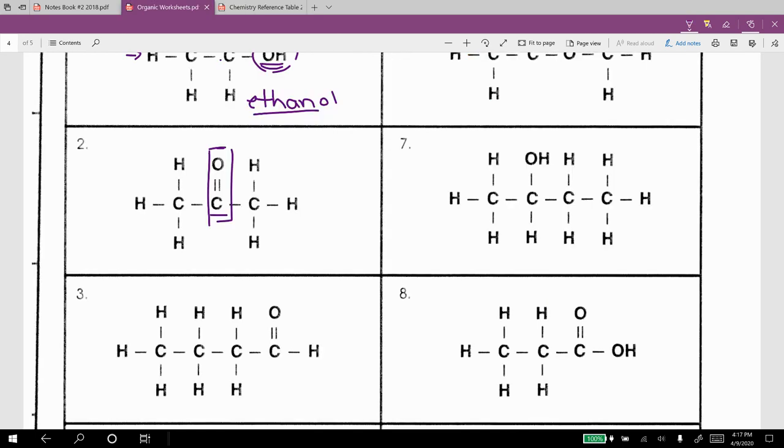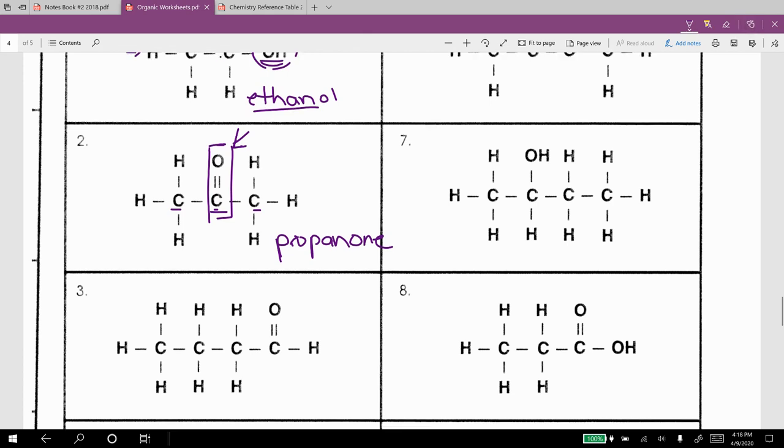So now on my worksheet, I need to count the carbons: 1, 2, 3. The prefix for 3 is prop. So this is kind of like propane, but I'm dropping the E and adding the ending "one." So this is propanone. I don't need a number because this is the only location it could be, because the functional group has to be in the middle, not on the end. If it was on the end, it wouldn't be a ketone anymore. It would be an aldehyde. So then that's just propanone.